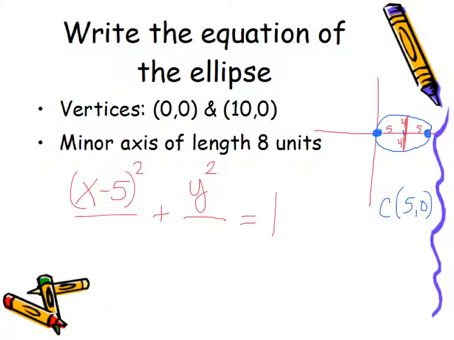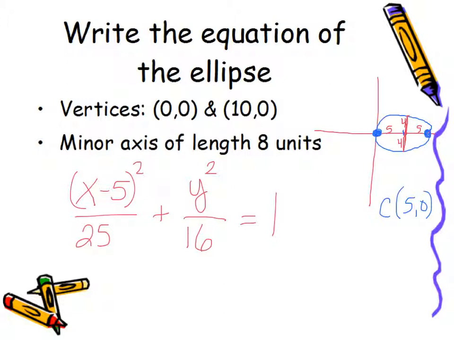Okay, so look at your picture. Underneath the x tells me how much I go left and right. Looks like I went left and right 5. So that means underneath there, my denominator should be a 25. I look at my graph and I see that I went up and down 4. So that means underneath my y value, I should have a 16.